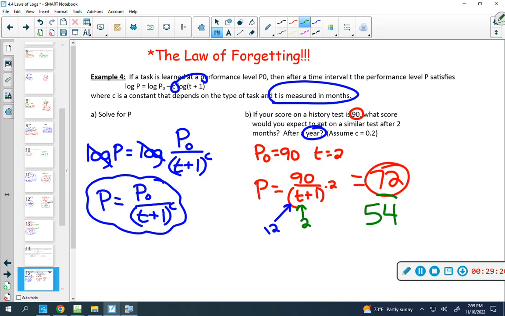So, the law of forgetting. You originally get a 90 on the test. If you take it 2 months later, you'd be down to a 72. That's how much you would forget. If you take it a year later, you're down to a 54. That's how much you would forget. That's kind of depressing if you ask me, but true. Very true, probably. I don't know. Maybe. Elliot.